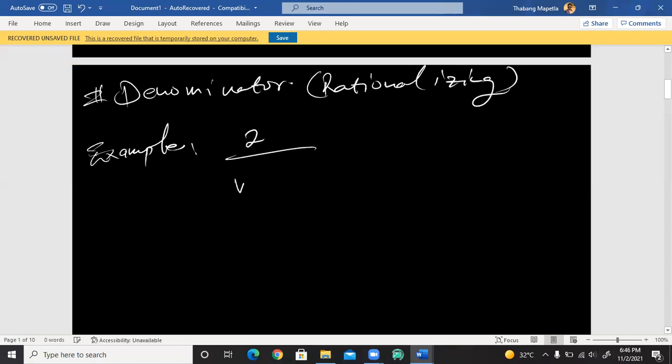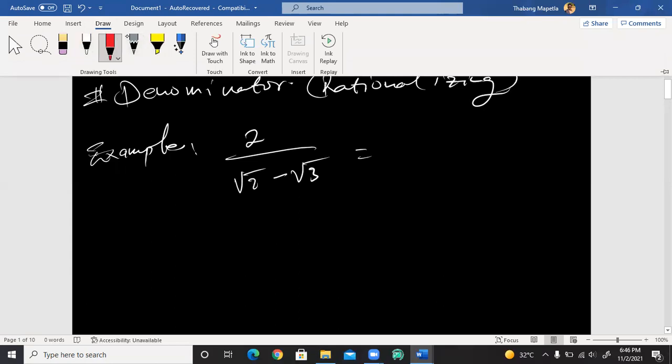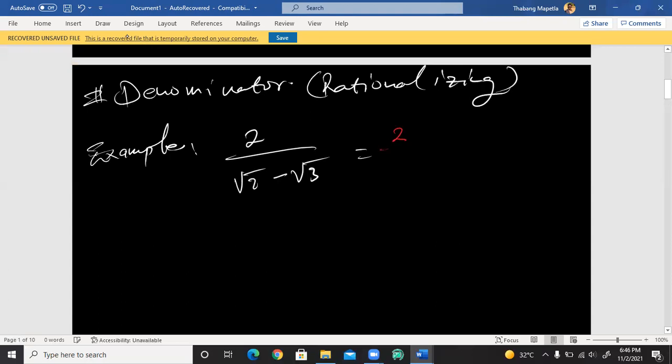2 over root 2 minus root 3. What you do here is the same thing that we did that side. We are simply going to take the conjugate of the denominator, because our major aim is to make the denominator rational, remember. So therefore, we're simply going to multiply by the same number.